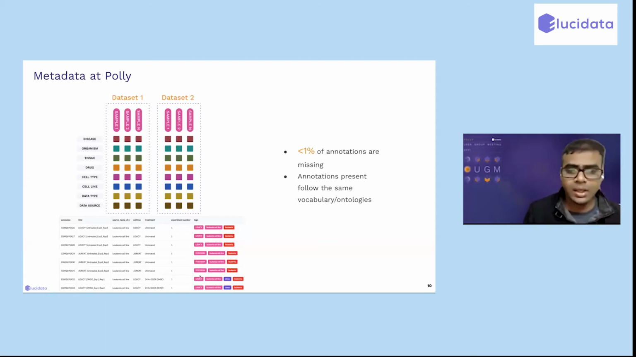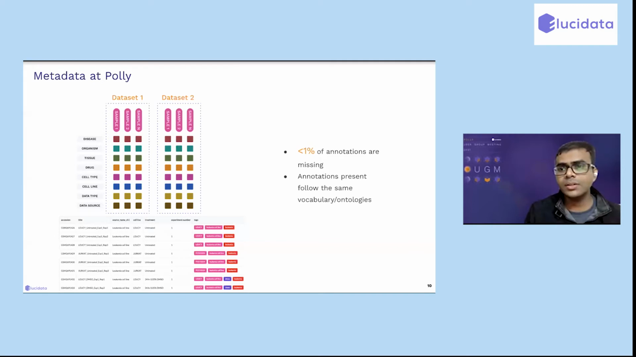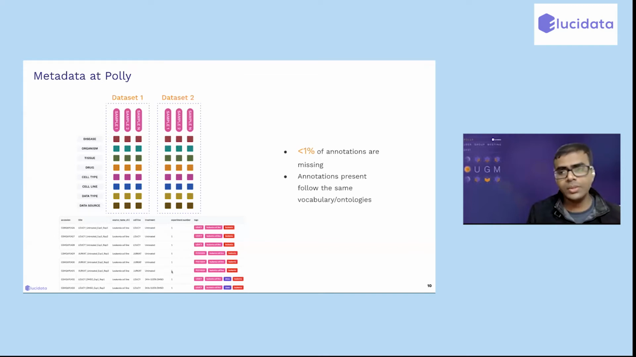That means it need not be just GEO, or it need not be just LINCS. It will be all the sources together, and that really enables some things which we'll talk about later. So this is what we promise for metadata on Poly, and this is what we have been trying to do for the past year.